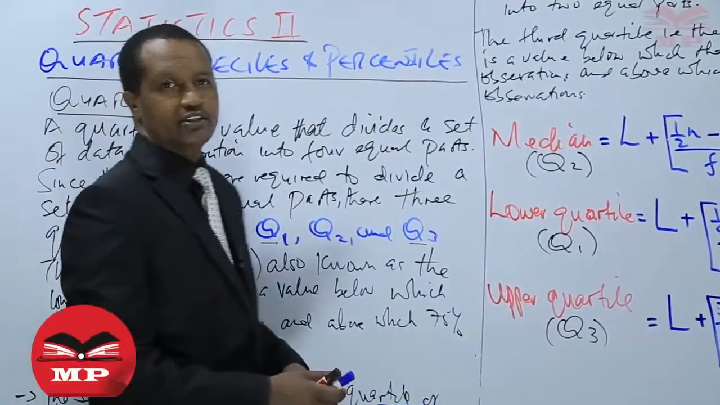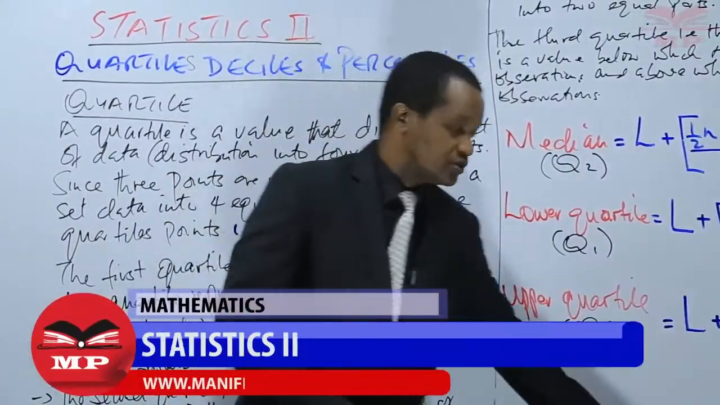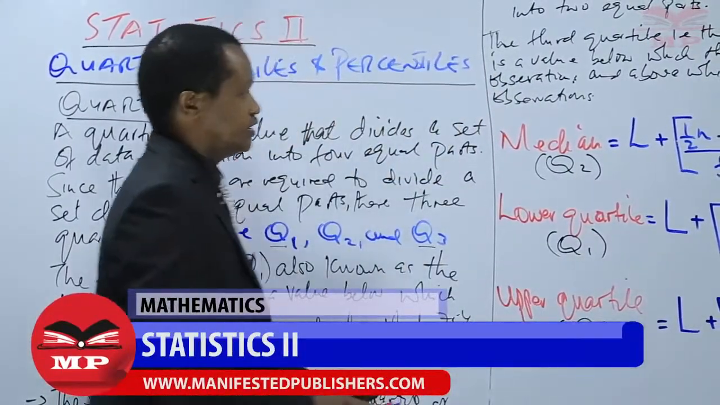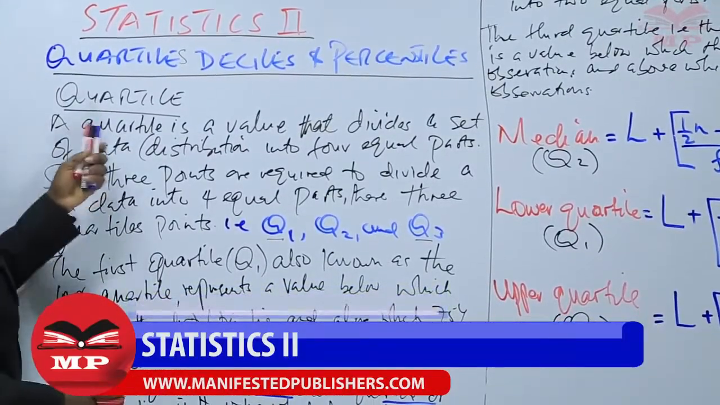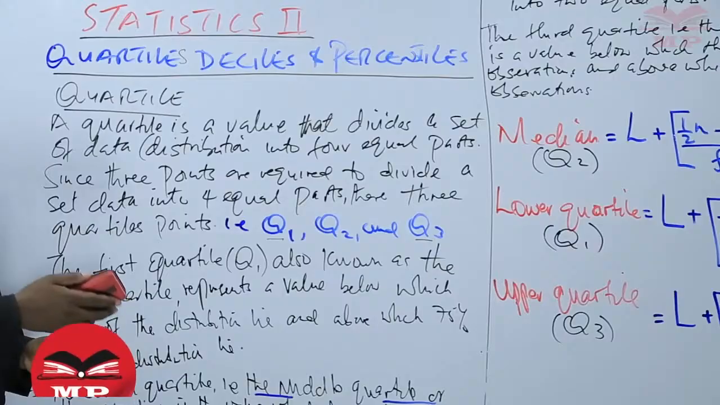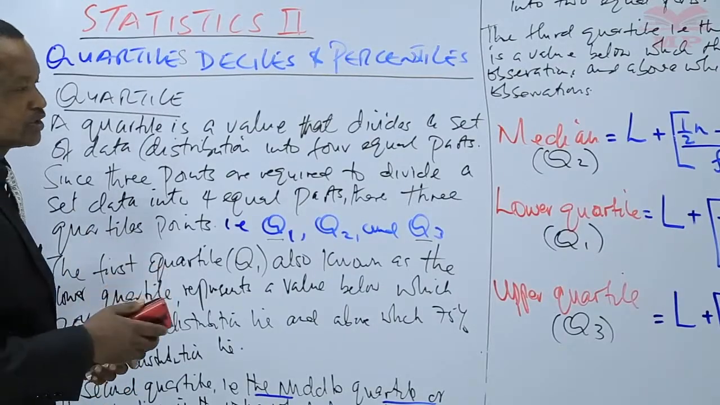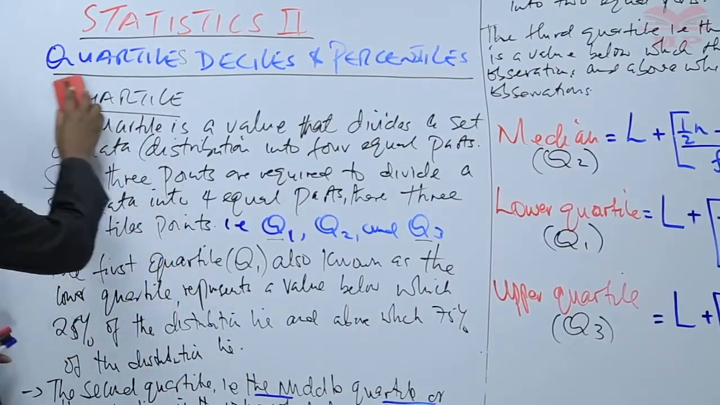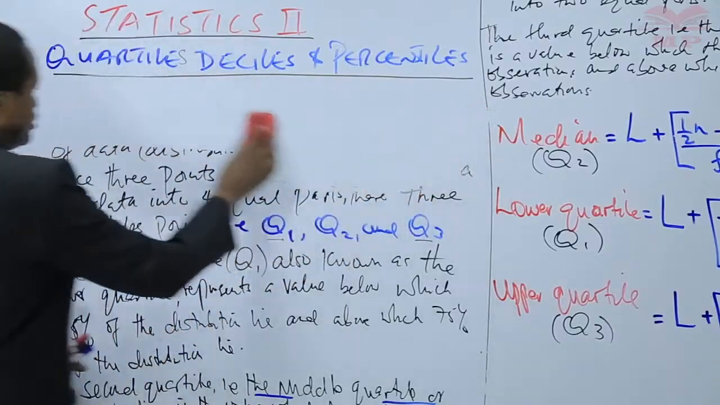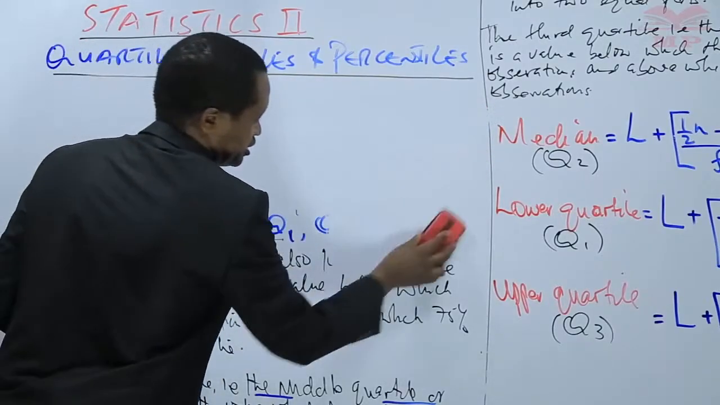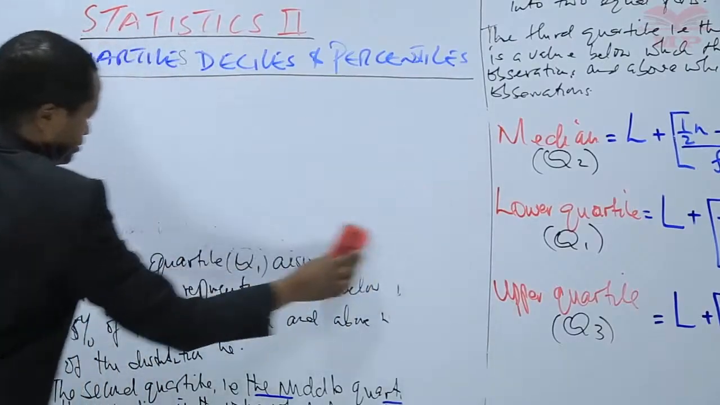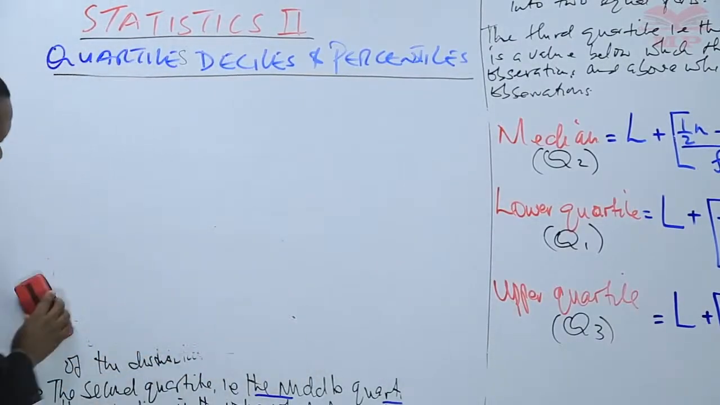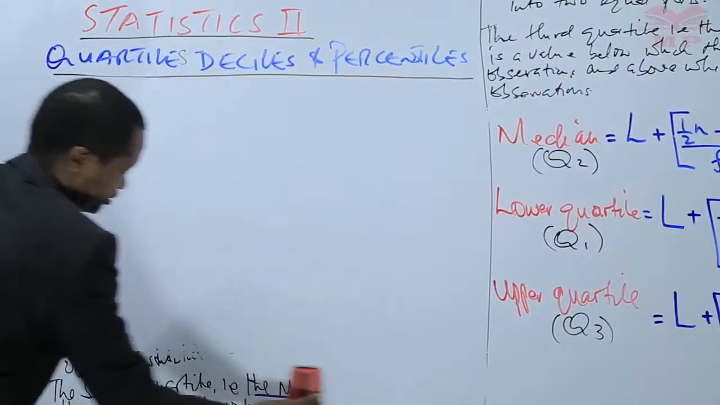Welcome again, learners. As I promised in our last lesson, I'm going to proceed in this lesson with an example on how to calculate quartiles. That is lower quartile, second quartile, and third quartile. I'm going to write the example on the board here. Then we will work out the example.